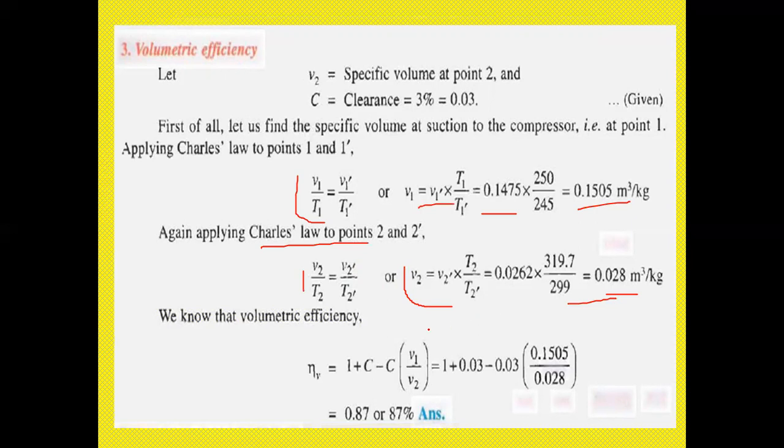Therefore, the volumetric efficiency is equal to 1 plus clearance minus clearance into V1 by V2. Therefore, 1 plus 0.03 minus 0.03 V1 by V2 is equal to 87%. We have the volumetric efficiency.